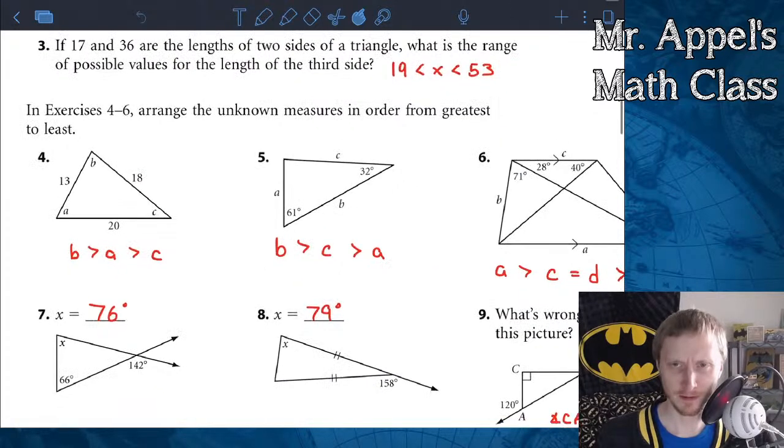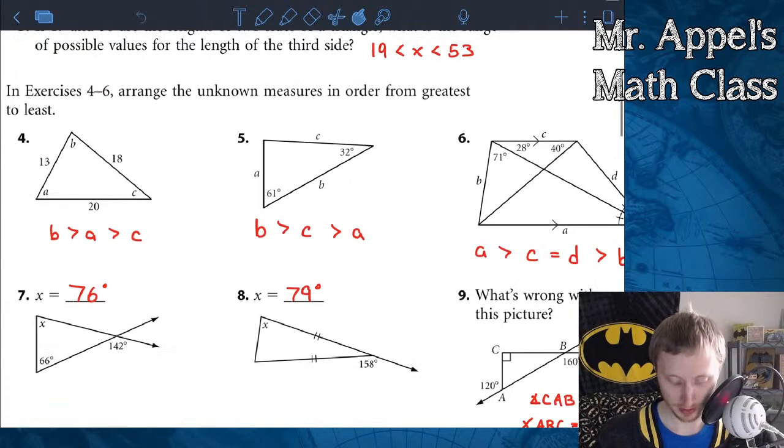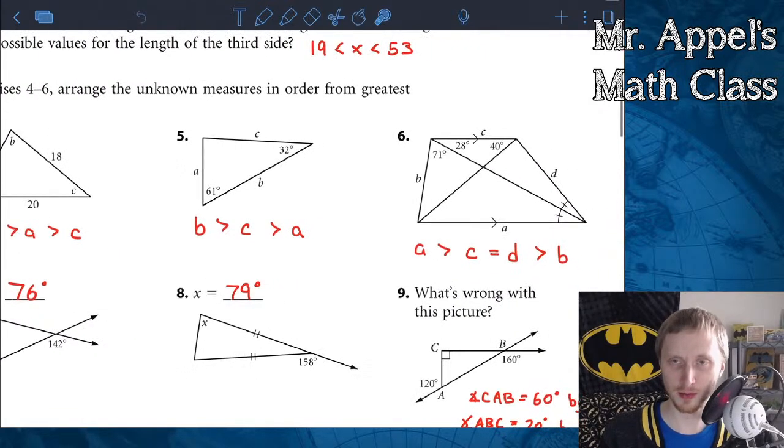All right, 4, 5, and 6. Ranking from greatest to least. So 4 and 5, pretty straightforward. 6, you had to work back and forth between the various triangles overlapping each other to see, okay, how does this compare to that one? How does this compare to that? Because they share this triangle or they share this triangle. And what do you know about the angles involved there? Okay?